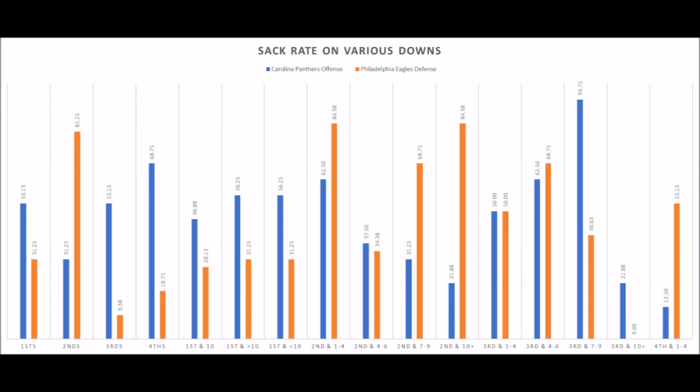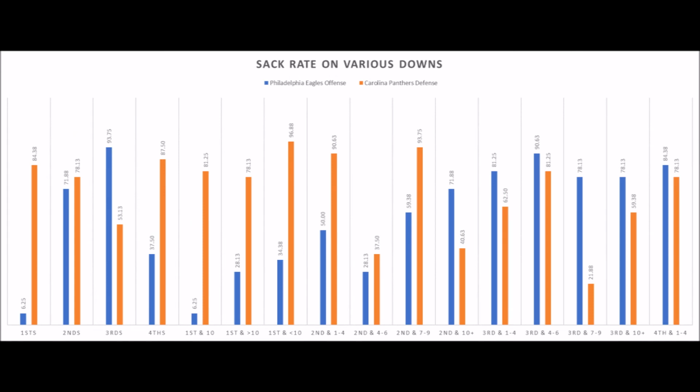Then, of course, we look at the Eagles offense versus the Panthers defense when it comes to sacks. Overall, it does favor the Panthers, but third down situations is where they kind of thrive. The Eagles in general on offense perform really well on third down, even though they mess up on first down and kind of on second down. They kind of get the job done on third down. So this is definitely going to be a key matchup.